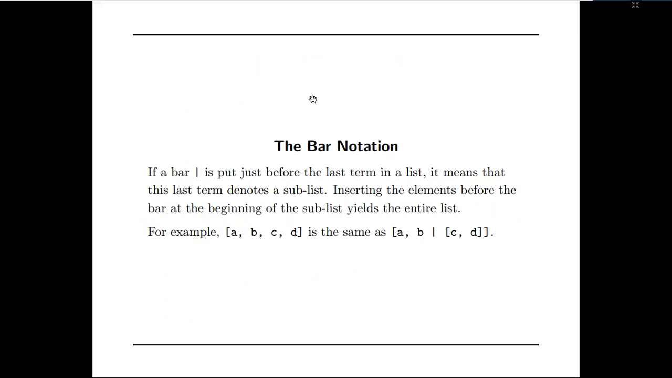The next notation is the bar notation. Here the bar is put just before the last term in the list. It means that this list term does not denote a sublist. That means we are going to represent a sublist to concatenate with the previous atoms. For example, a, b, c, d is the same as a, b, bar, the sublist c, d. As a result it will give you the same result, that is a, b, c, d.